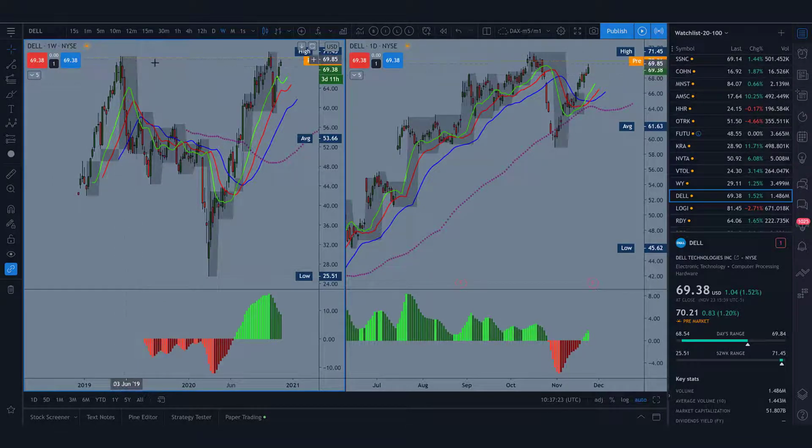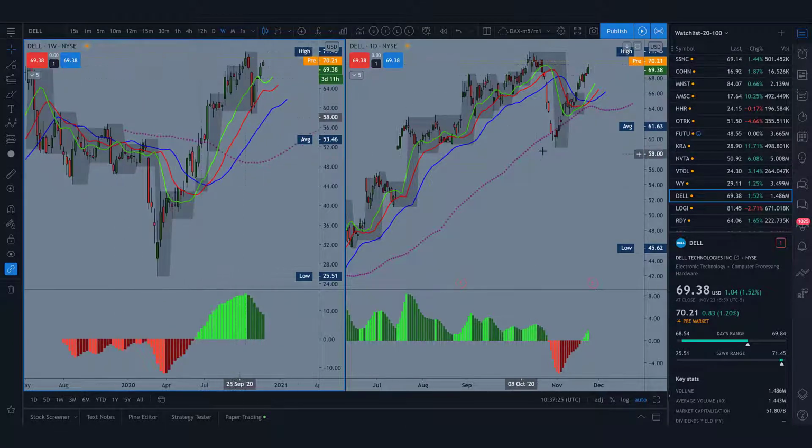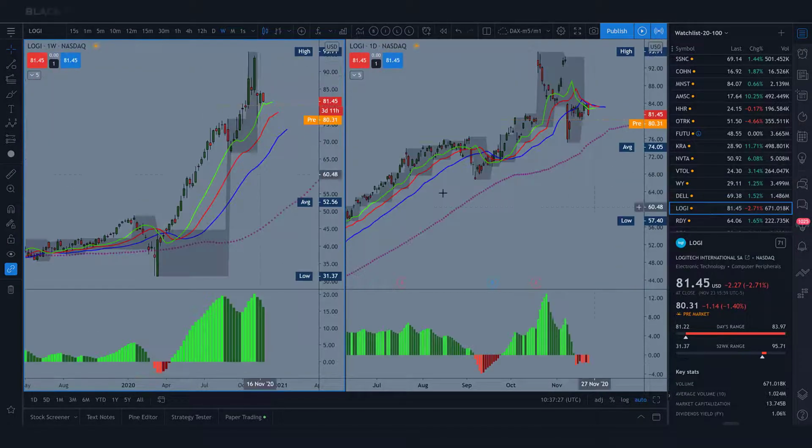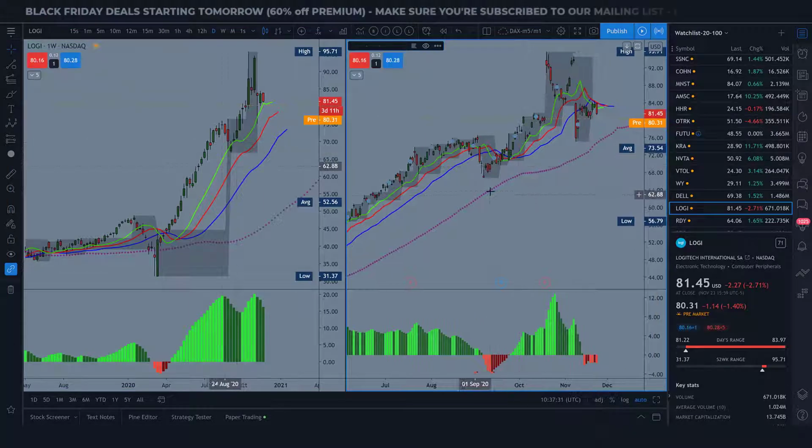Dell's a good company. It's very close to that level, isn't it? It's not interesting. Yeah. Logitech. Oh, this Logitech, yeah.